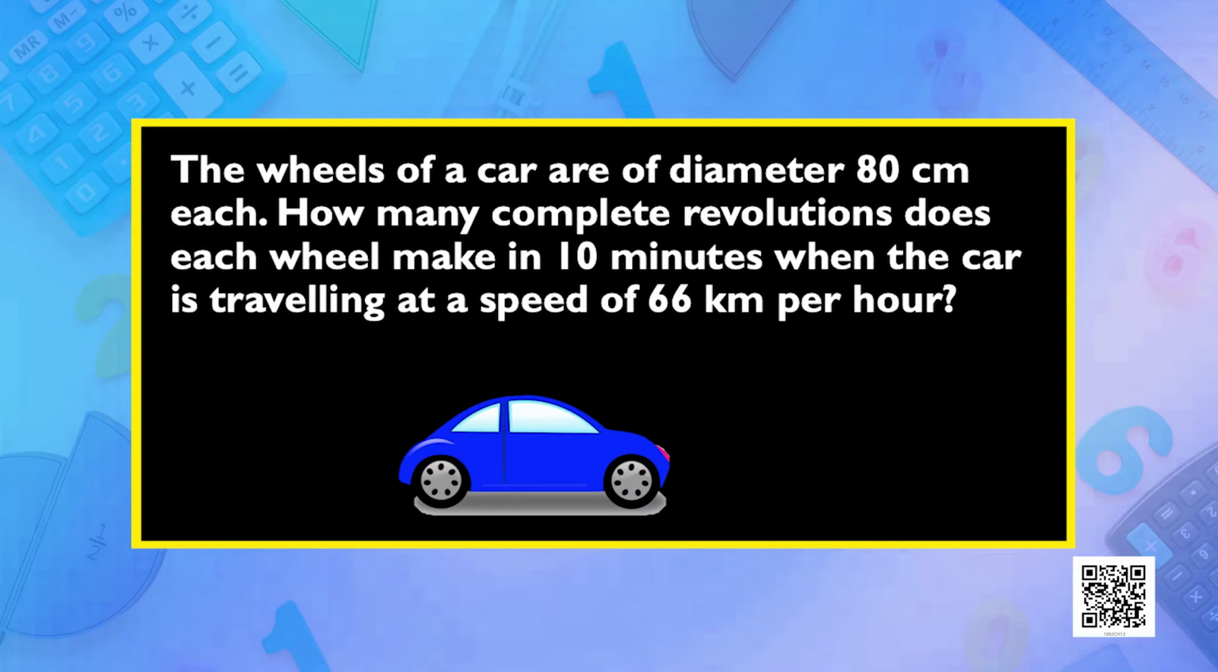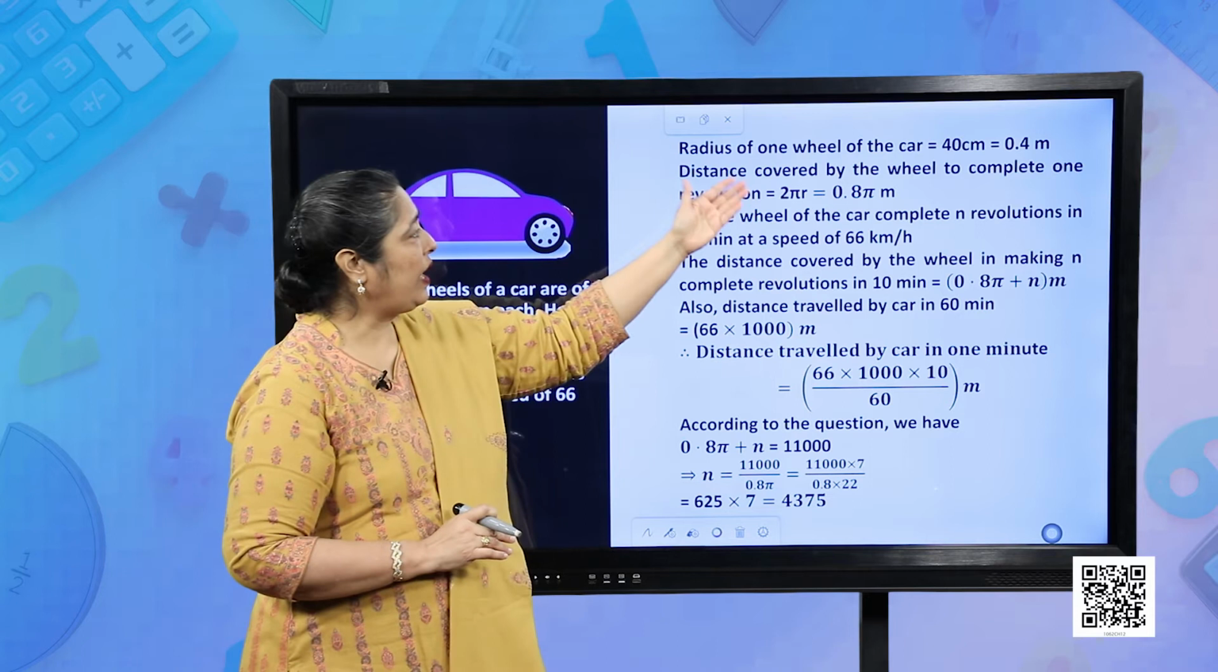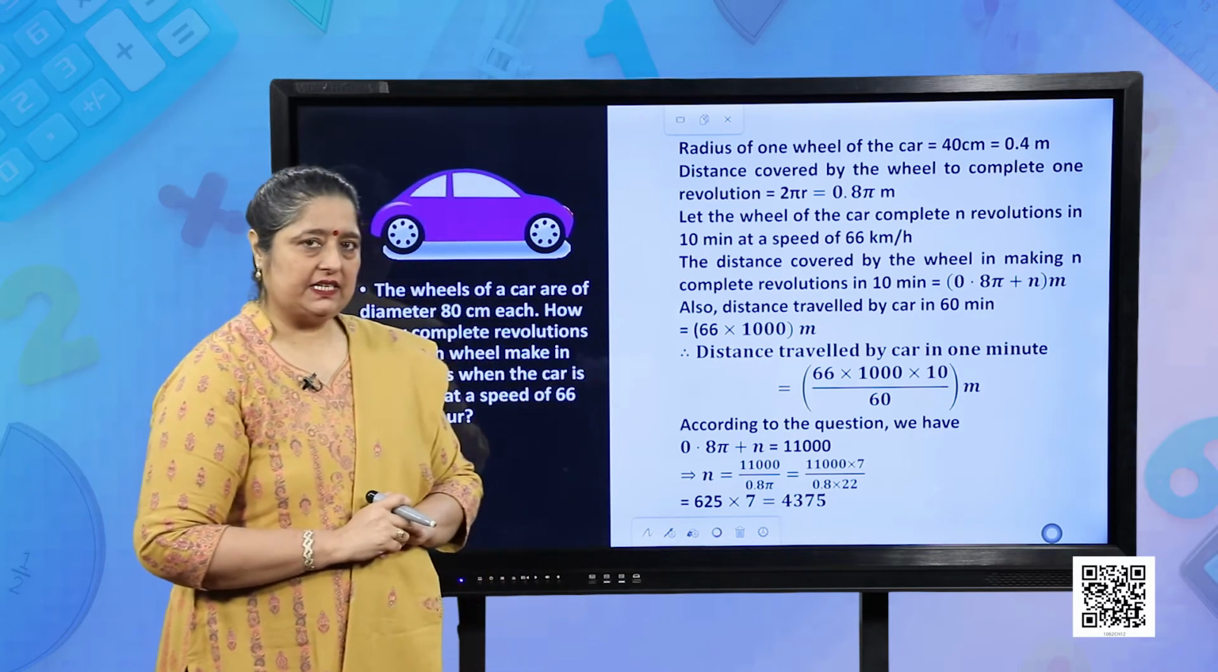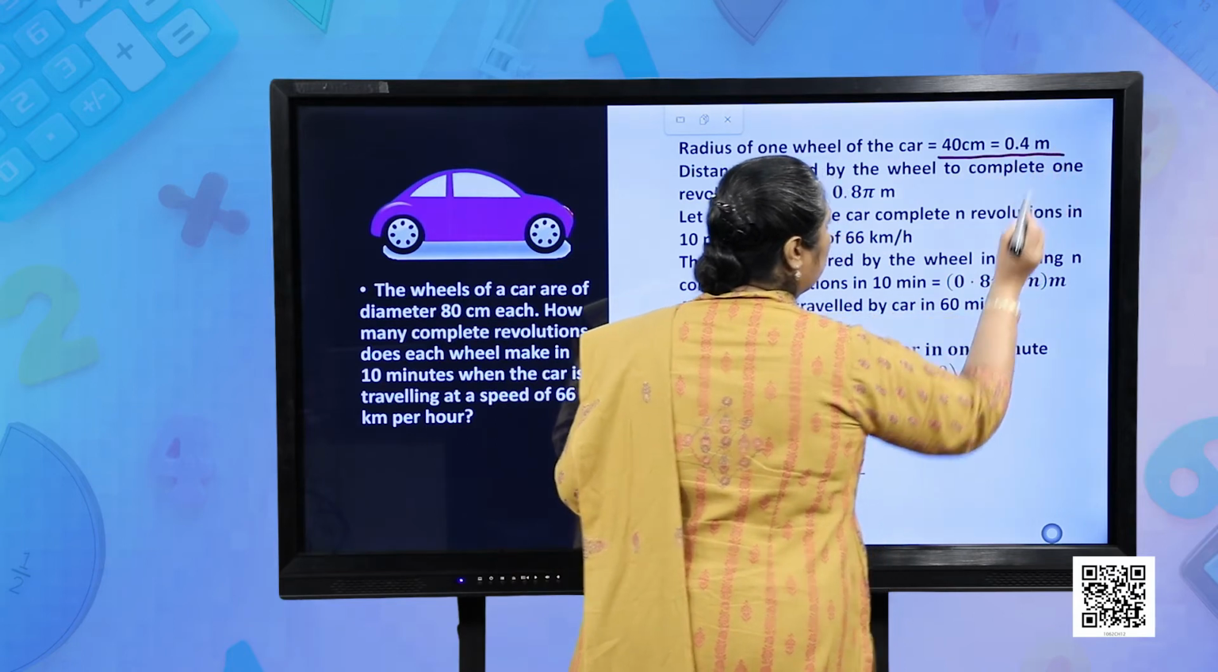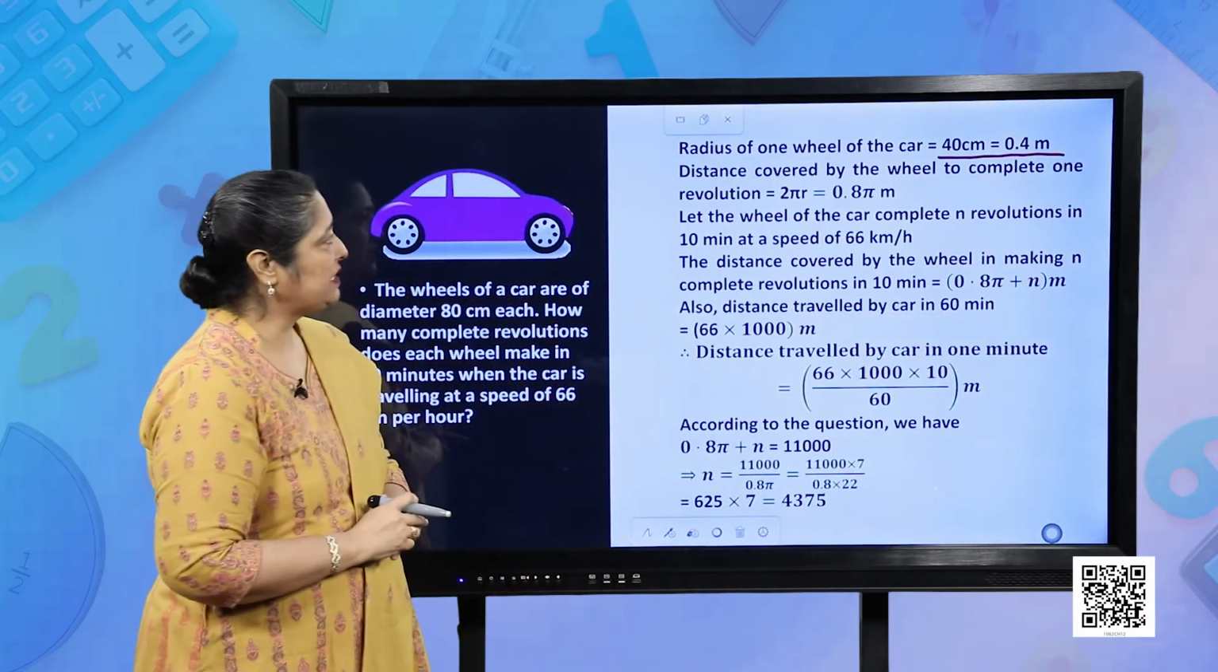How many complete revolutions does each wheel make in 10 minutes when the car is travelling at the speed of 66 kilometers per hour? The radius of one wheel of the car is 40 centimeters. Converting this into meters, we have 40 centimeters equal to 0.4 meters.